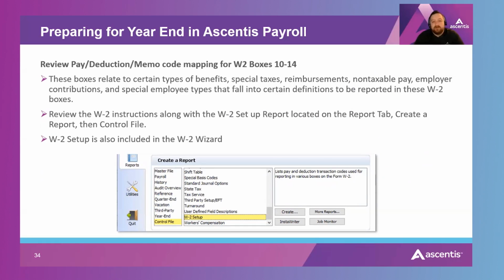New earning and deduction codes are often added throughout the year. Every effort is made by our staff to help set up codes specific to your company in the correct W-2 boxes. But these boxes on the W-2 relate to certain types of benefits, special taxes, reimbursements, non-taxable pay, employer contributions, and special employee types that fall into certain definitions to be reported on these W-2 boxes.